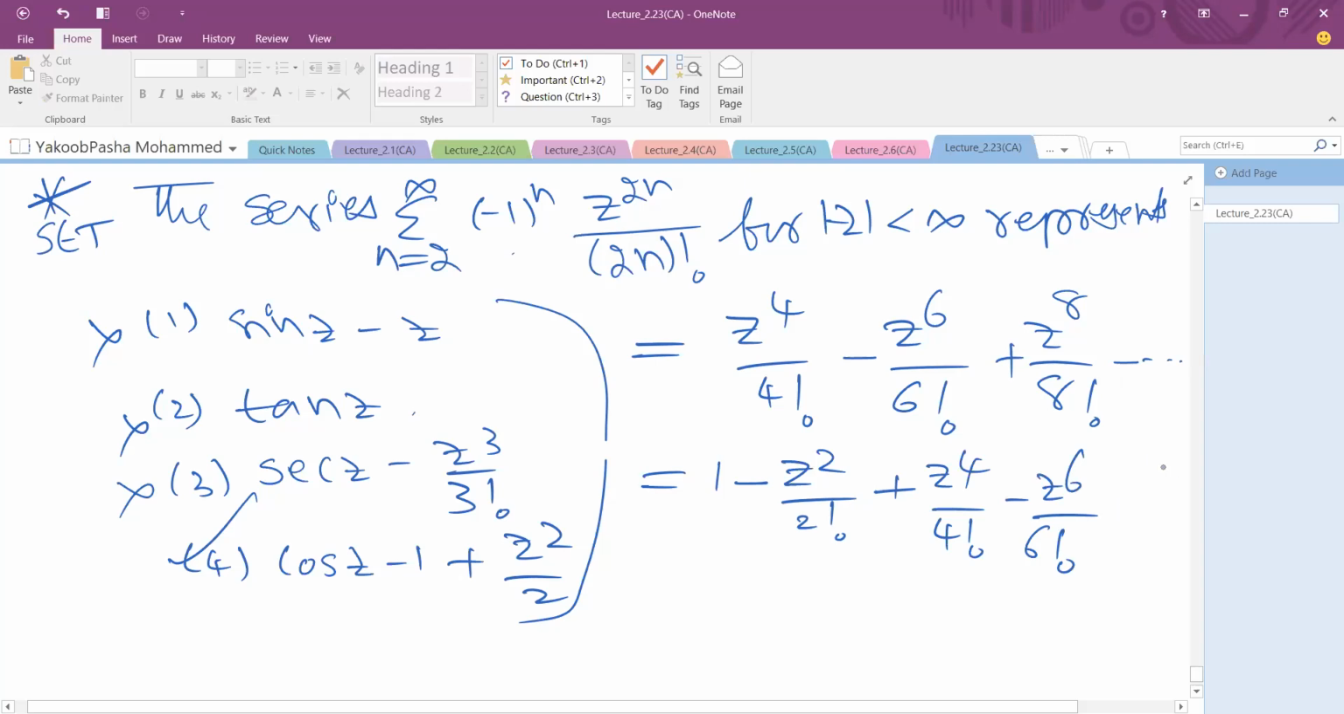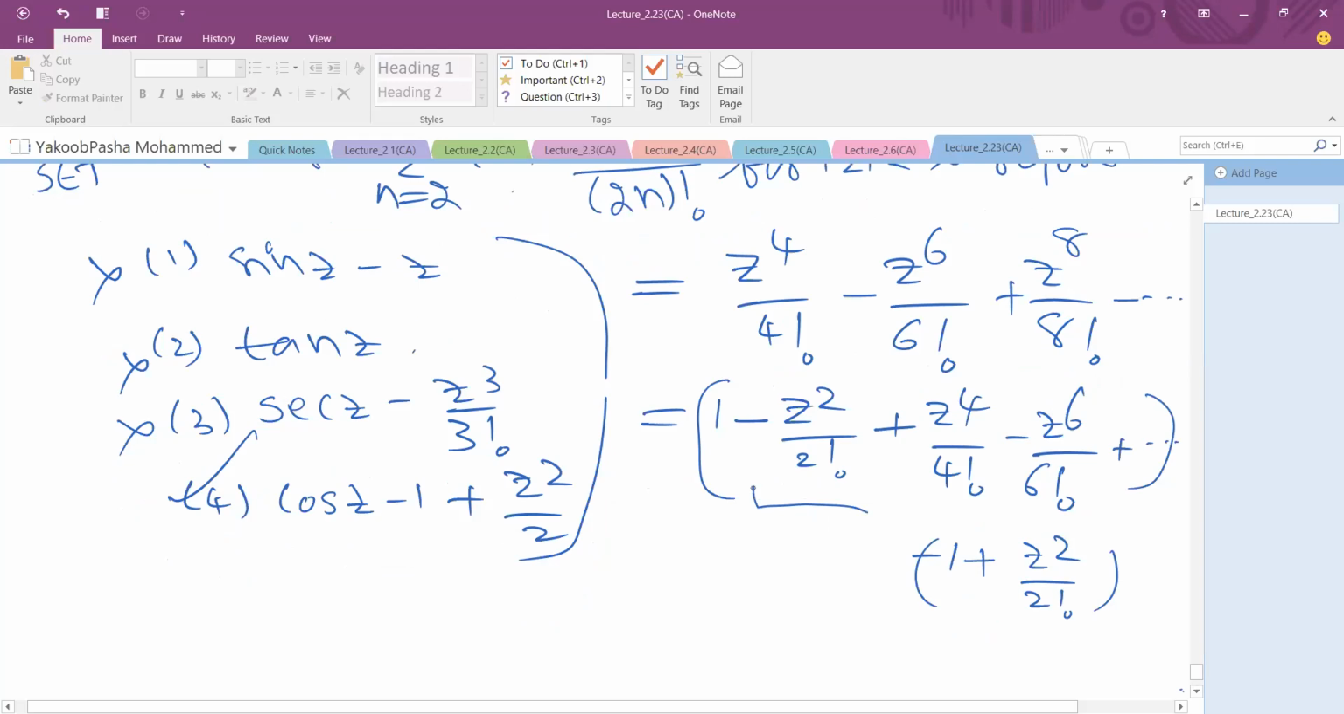ఇక్కడ ఏం చేశాను నేను 2 టర్మ్స్ యాడ్ చేశాను కాబట్టి సబ్ట్రాక్ట్ చేద్దాం. -1 plus z square by 2 factorial. We are adding 1 and subtracting, here subtracting, here adding, so balance. Okay, up to this is nothing but cos z. To this cos z, here -1. Okay, next term plus z square by 2 factorial. So fourth option is right option. Like this we can simplify. లేదంటే డైరెక్ట్ కూడా మీరు టిక్ పెట్టవచ్చు.